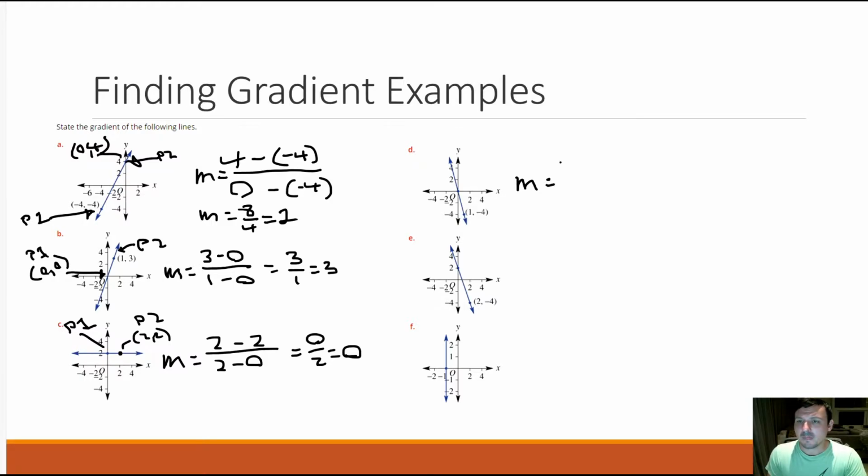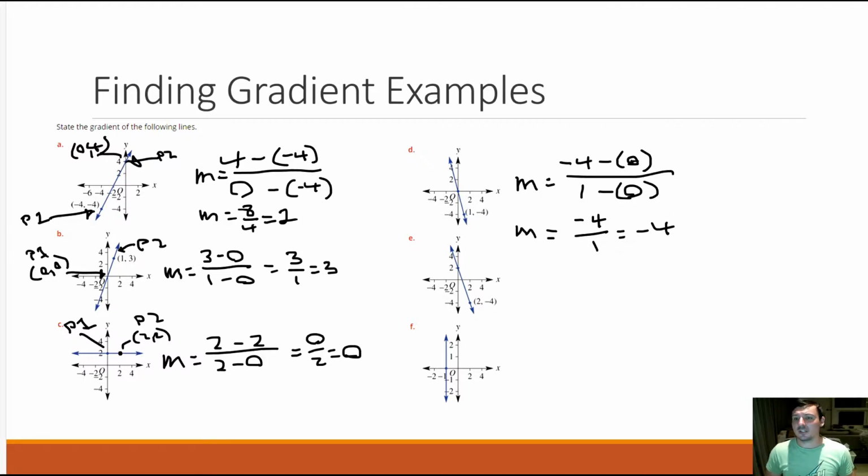So we've got negative 4 minus 0 over 1 minus 0. Now, if you want to be safe, you can put brackets around the second one. You don't need to if they're positive. You do need to if they're negative. So we end up with negative 4 over 1, which gives me negative 4. So my gradient in this case is negative 4. In other words, it goes down 4 for every one across.